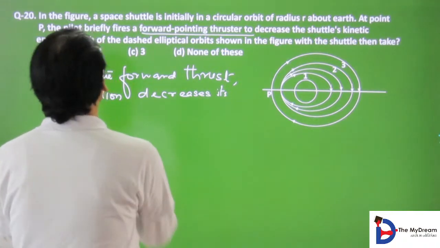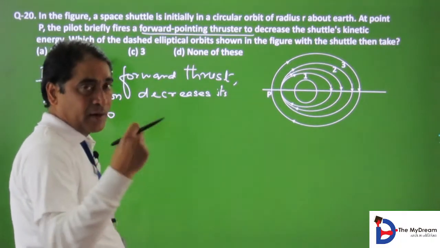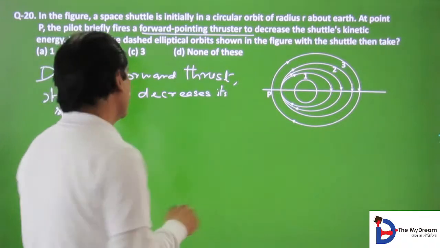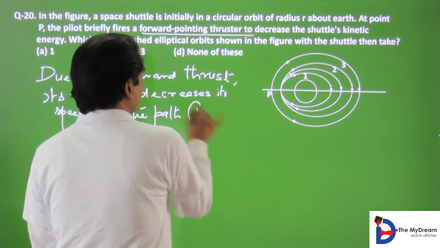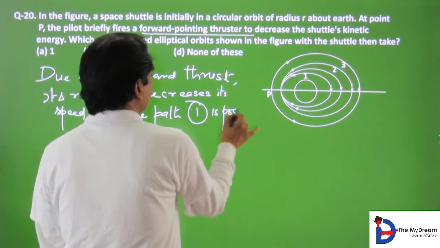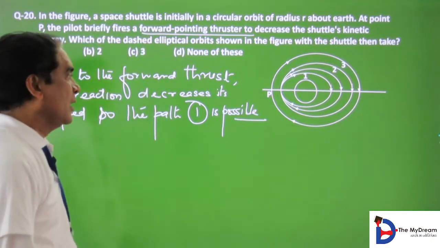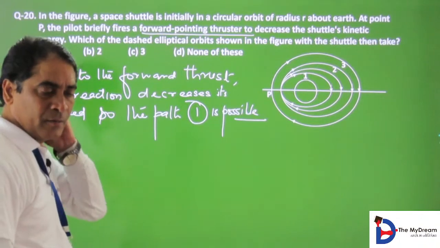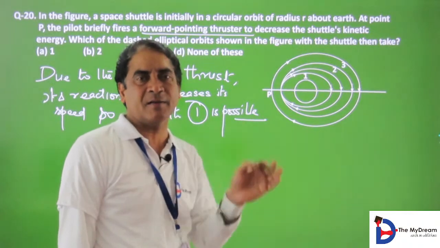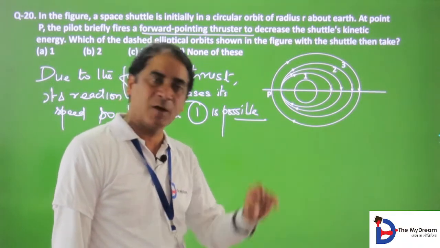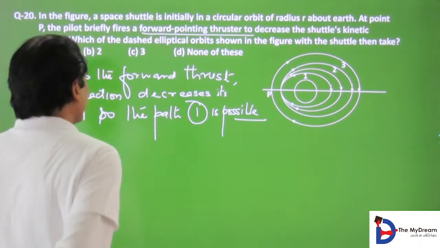So जिसका रेडियस ऑफ कर्वेचर कम होगा, at that point, so the path first is possible. You see, there is the decrease in kinetic energy, or you can say there is the decrease in speed because of the forward thrust. So the first option is correct.